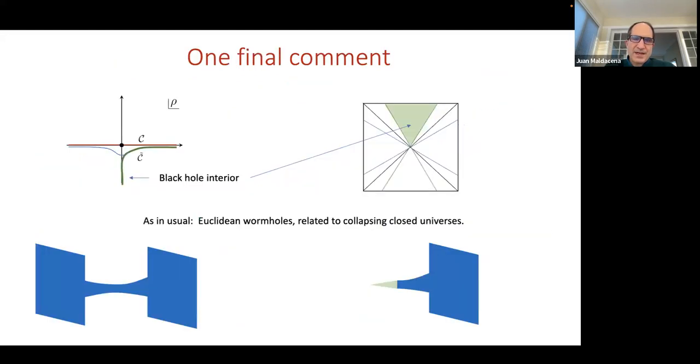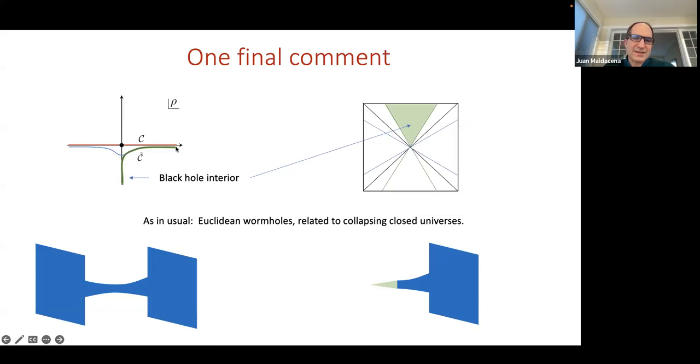Okay, so now one final comment. I don't have anything to say about this, I think this is a well-known thing. Whenever you have one of these types of spacetime wormholes or Euclidean wormholes, you can cut the wormhole at this moment and then continue it to Lorentzian time, and you get some kind of closed cosmology.